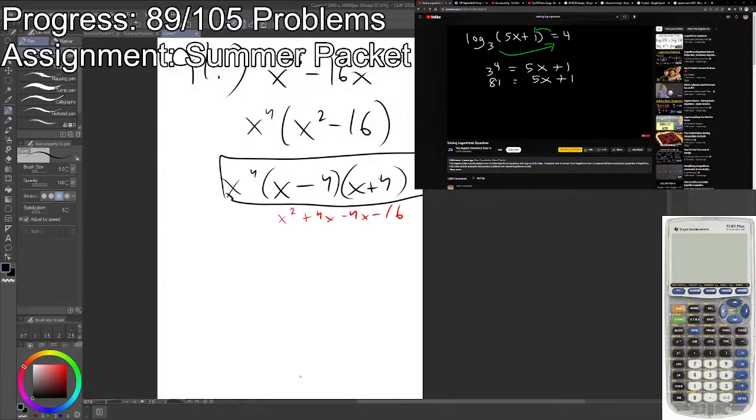Let's subtract both sides by 1. 81 minus 1 is 80. And if we divide by 5, 80 divided by 5 is 16. So that's the value of x.